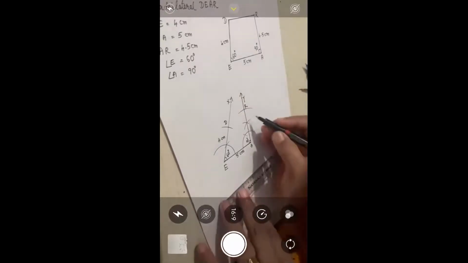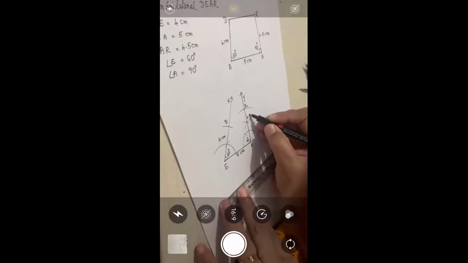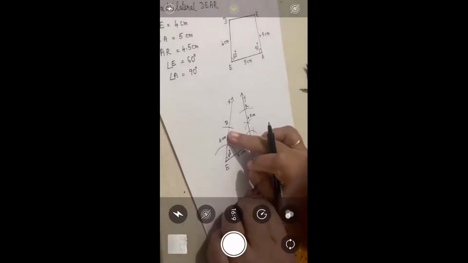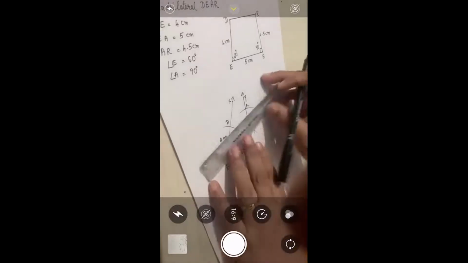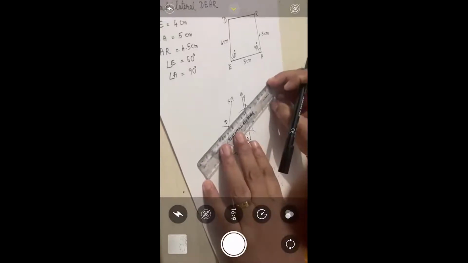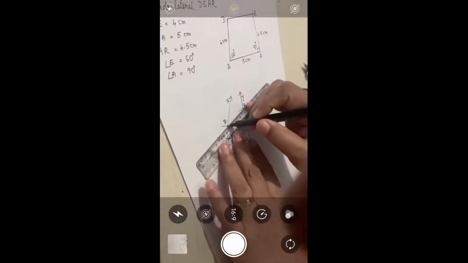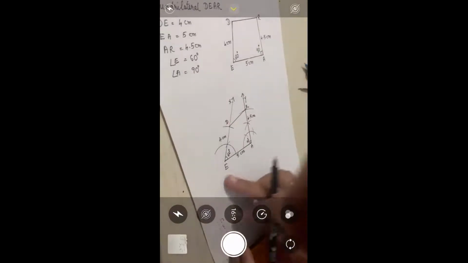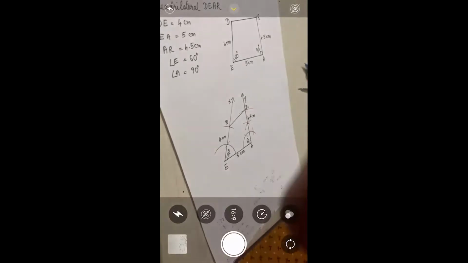And it is of radius 4.5 cm. Now we have got the point D here and R here. Join DR. So we have got the required quadrilateral. Joining D and R, quadrilateral DEAR is ready.